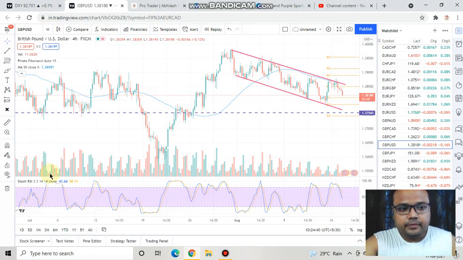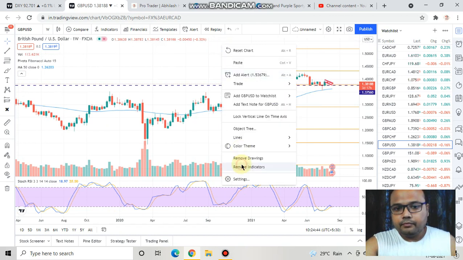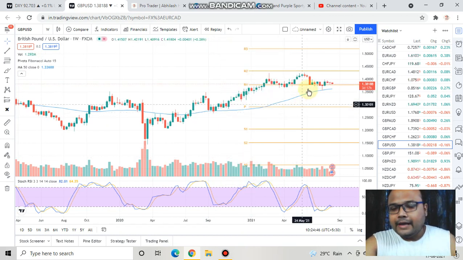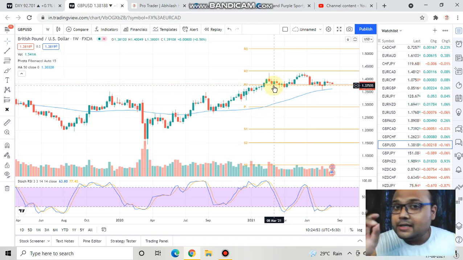Let me show you. This is the weekly chart of GBP USD here, and you can see that this support level, 1.3755, has been acting as a strong resistance for the market for quite some time.